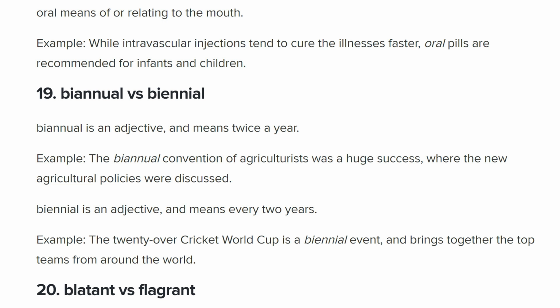Notice the difference? Biannual, twice a year. So biannual, every 6 months. Biennial, every 2 years. Very easily confused there. So if you can make this distinction clear to yourself now, it's going to save you lots of perennial confusion in the years to come.